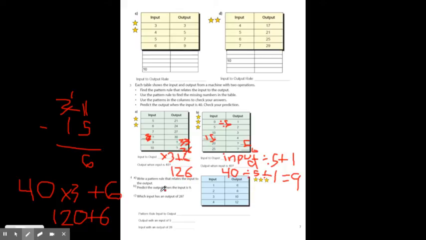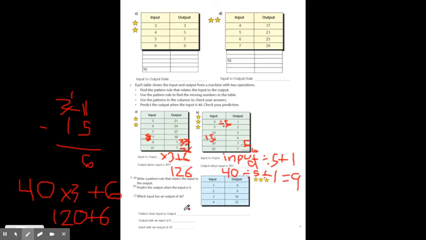And then they give us 4, write the pattern rule that relates the input to the output. Predict the output when it's 9. So they want, there's the input to the output. So we have 1 to 6, 2 to 8, 3 to 10, 4 to 12. Okay, so it's a growing pattern. So I'm going to start with trying adding. 1 plus 5 would give me 6. 2 plus 5 does not give me 8. 3 plus 5 does not give me 10.